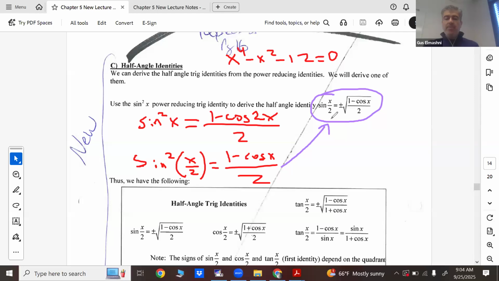The tangent does have a couple of variations. What you could do is multiply the top and bottom by the conjugate, like root 1 minus cos x. You can get this variation, or you get the other variation. So it just depends on what you're working with.